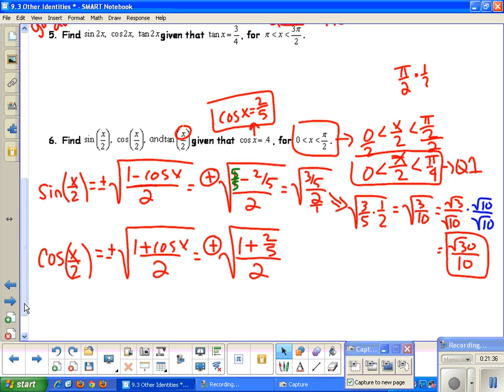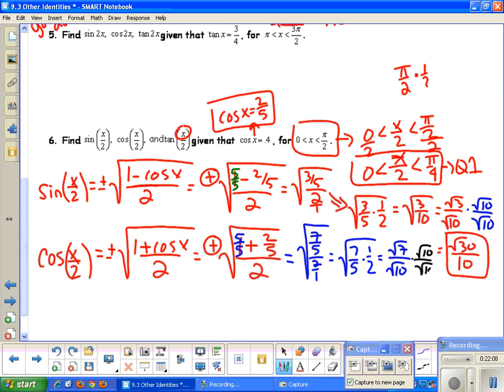I'm going to use a different color so we don't get messed up with the other one. So this would be 5 over 5. So this gives me the square root of 7 over 5 divided by 2 over 1, which would then be equal to the square root of 7/5 times 1/2, which is root 7 over root 10. Rationalize the denominator. Root 10 times root 7 is root 70 all over 10. So this would be my cosine half angle.